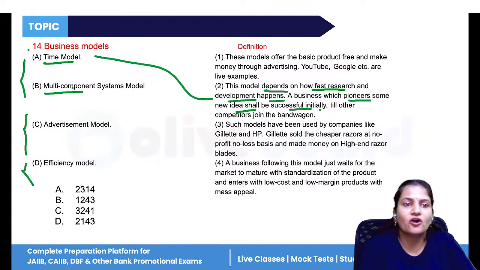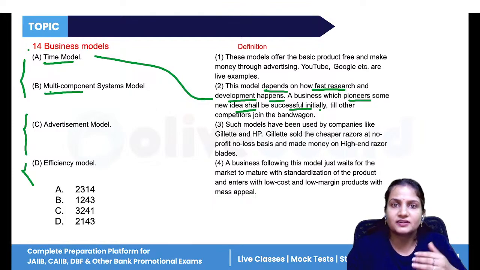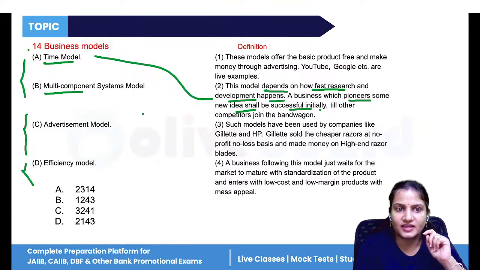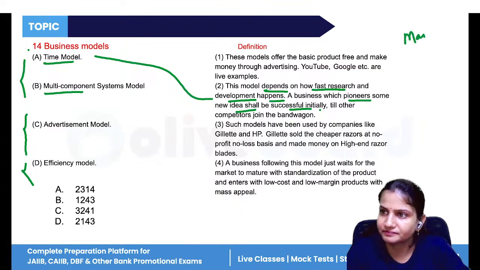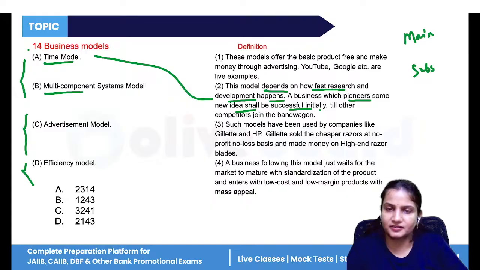Now, multi-component system model. Break this word: multi means number of items, so a number of components is included. What the multi-component system model says is that you have to bundle your product. You have to make profit from your subsidiary product, not from your main product. Like two products are there, one is the main product and one is the subsidiary product. Clear?